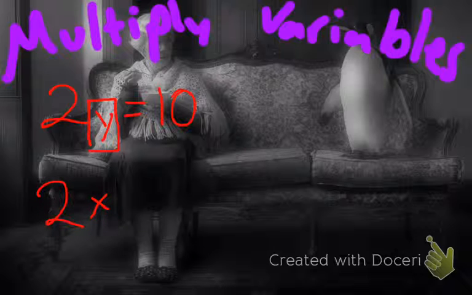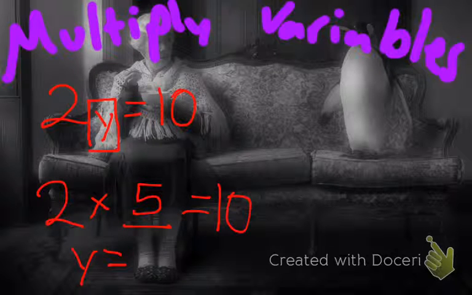Because remember, when a number is right next to a letter like that, or a variable, it's just talking about multiplication. So 2 times what equals 10? Well, we know that 2 times 5 equals 10. So in this case, y is going to equal 5. Well, that's one way to do it.